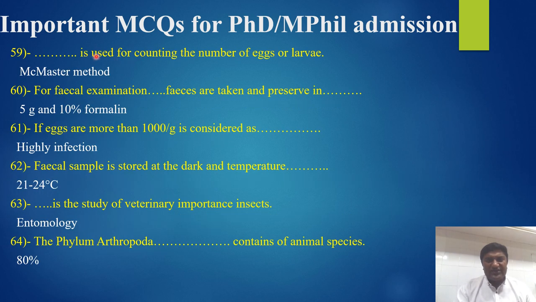Dash is used for counting the number of eggs or larvae: the McMaster method for fecal examination. Feces are taken and preserved in 5 grams of 10% formalin. If eggs are more than 1000 per gram, it is considered a heavy infection. The fecal sample is stored in the dark at a temperature of 21 to 24 degrees centigrade.